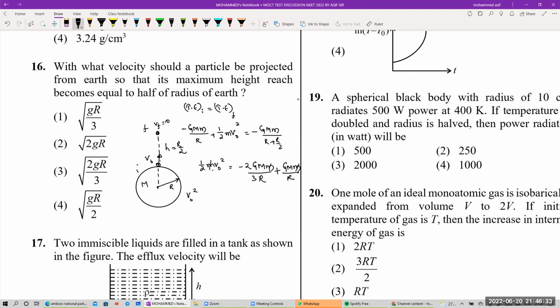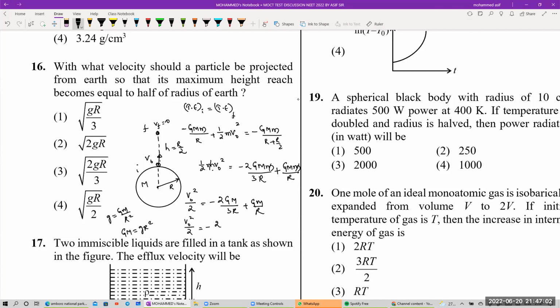So it is v naught square divided by 2 is equals to minus of 2 times of capital G, capital M divided by 3 into R plus capital G, capital M divided by R. ठीक है? G into M can be written as what beta? As we know the relation, small g is equals to capital G, capital M divided by R square. So capital G, capital M will be equal to how much for me? G into R square.